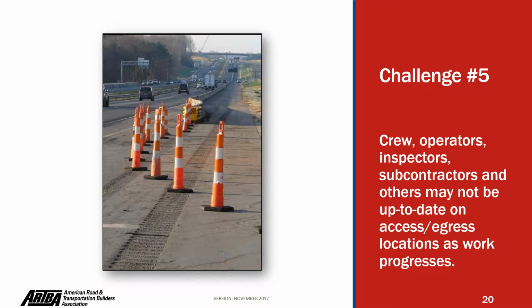Another challenge that we can find. Crew, operators, inspectors, subcontractors, and others may not be up to date on access and egress locations as work progresses. So the idea of an internal traffic control plan is not only to create a plan, but to communicate the plan to all the stakeholders. People who are going to visit the work zone should know where is the access zone, where is the exit zone, where is the parking area, where they are going to find the office of the foreman, and so on.